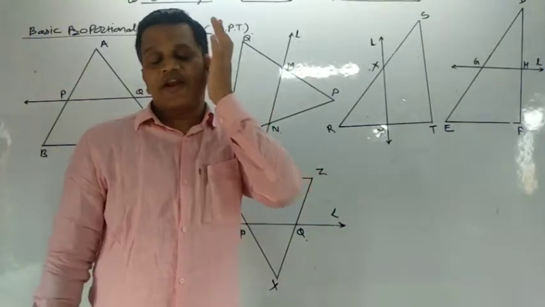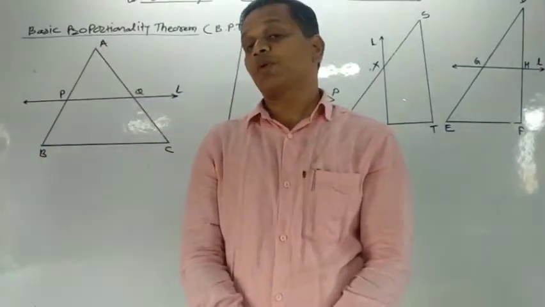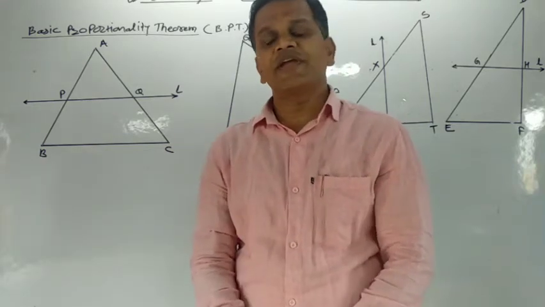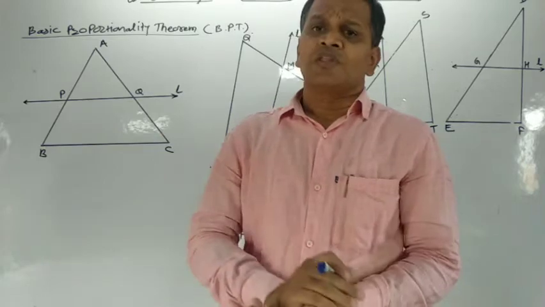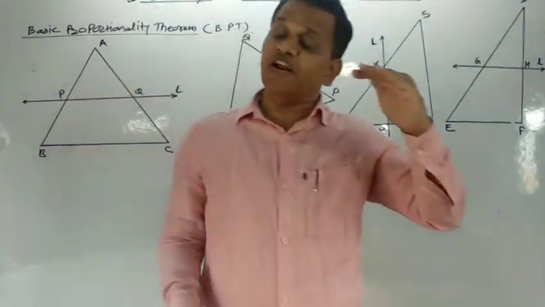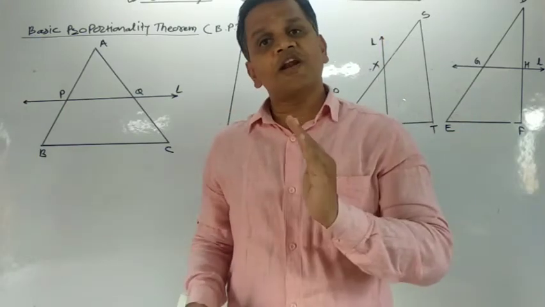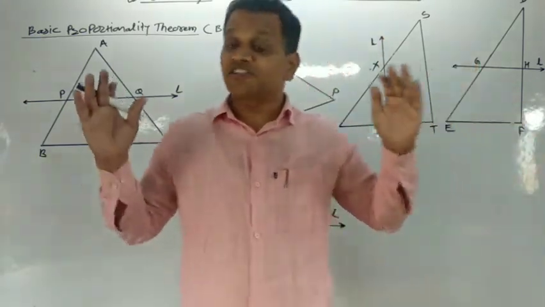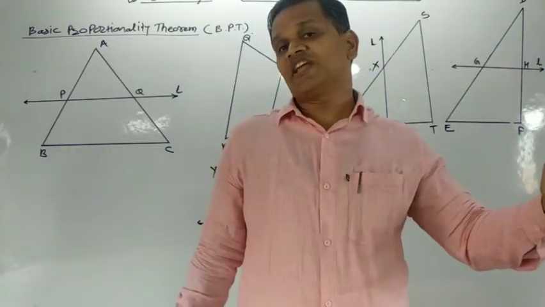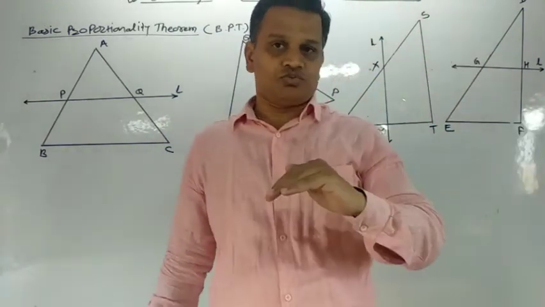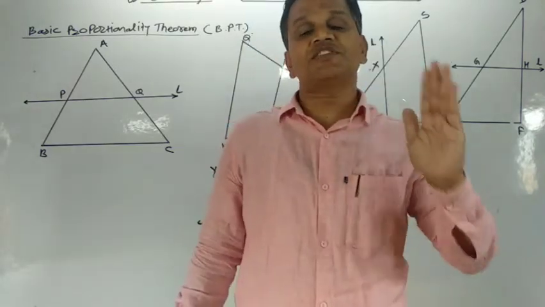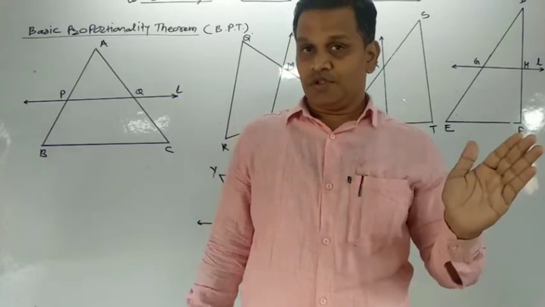Friends, in the last period we learned the basic proportionality theorem. It was a very important theorem in geometry. Now, what was the basic proportionality theorem? If a line is parallel to a side of a triangle and intersects the other sides at distinct points, then the line divides those sides in the same ratio. This is the BPT, meaning basic proportionality theorem.